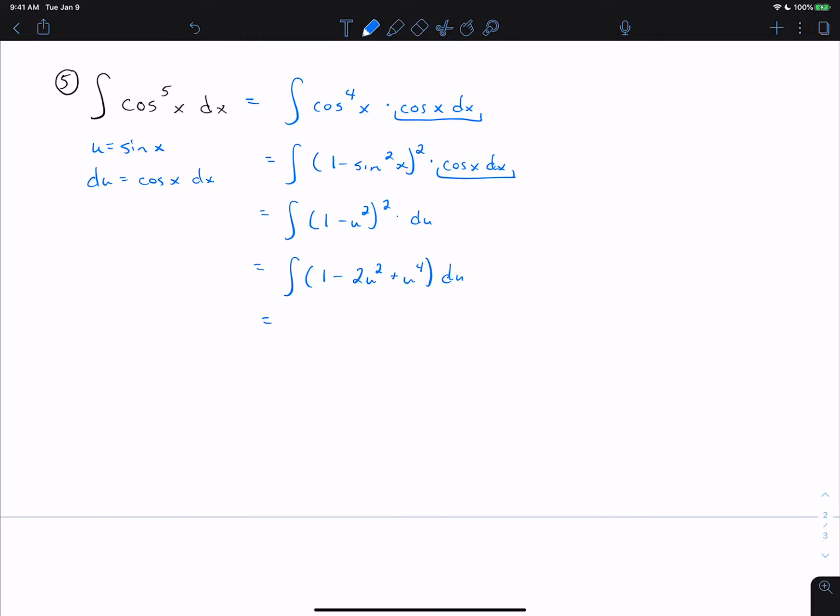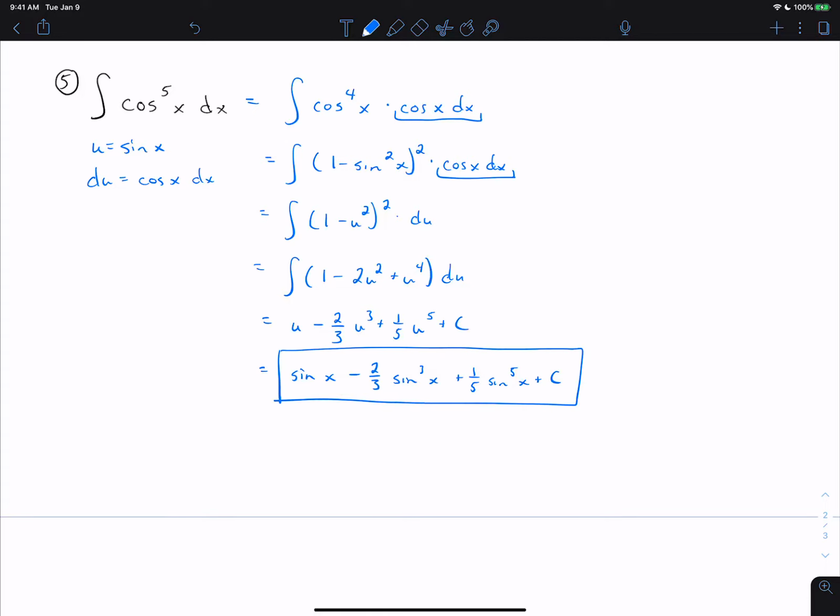That's now 3 power functions. The integral of 1 du is u. We then get 2/3 u to the third and 1/5 u to the fifth. We replace u with sine x. So we get sine x minus 2/3 sine x to the third plus 1/5 sine x to the fifth. And that works on this problem.